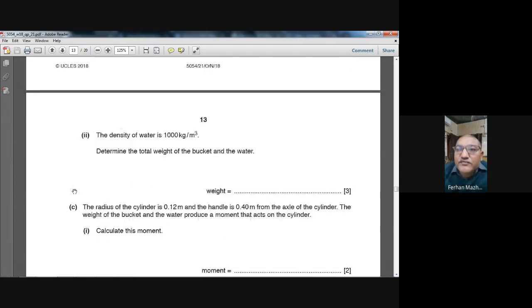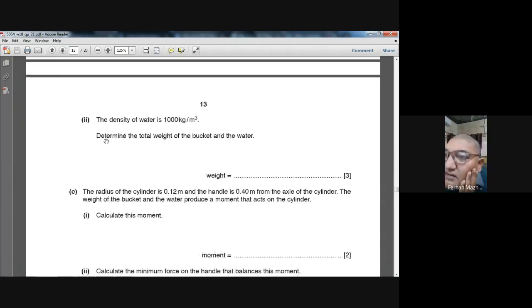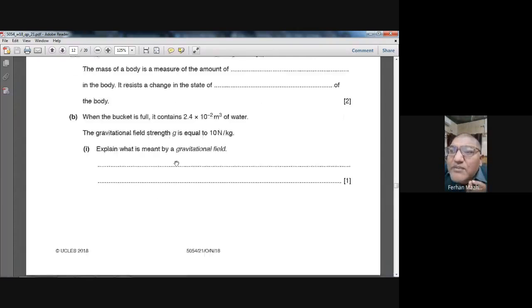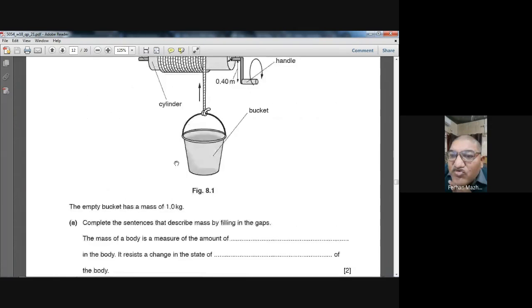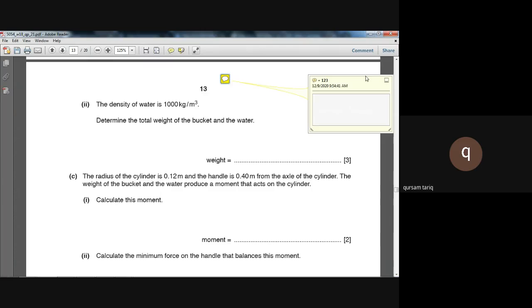Next question is, the density of the water is 1000 kg per meter cube. Determine the total weight of the bucket and the water. He says the density of the water is this. The volume of the water is given. So first of all, find the mass of the water. Let me do this. You will be able to do this.